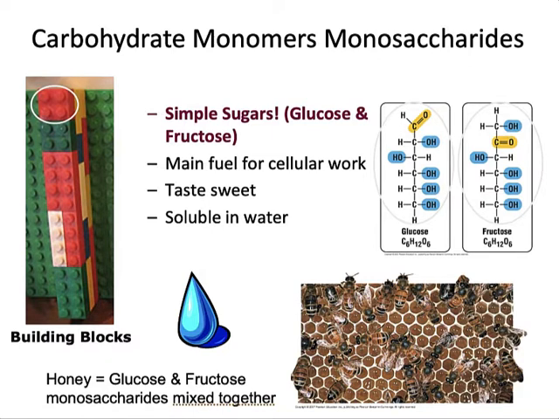Even though they have identical chemical formulas, notice the diagram, it's slightly different. The chemical bonds are slightly different. We don't have to memorize that, but just know that they're slightly different in their shape. The monosaccharides are the main fuel for cell work. They taste sweet. When we eat them, they taste very nice. And all monosaccharides are soluble in water. Honey, that product of the bees, very important pollinators on our planet, honey is a glucose and fructose mixture.